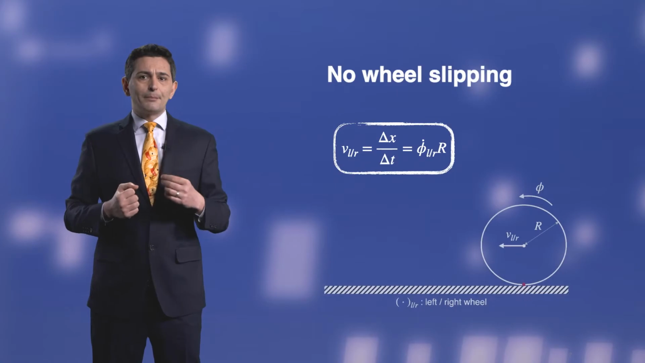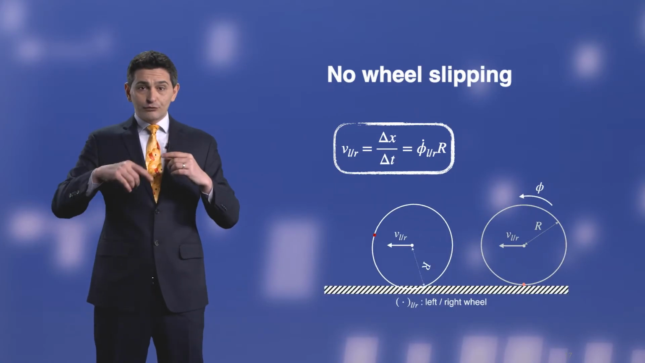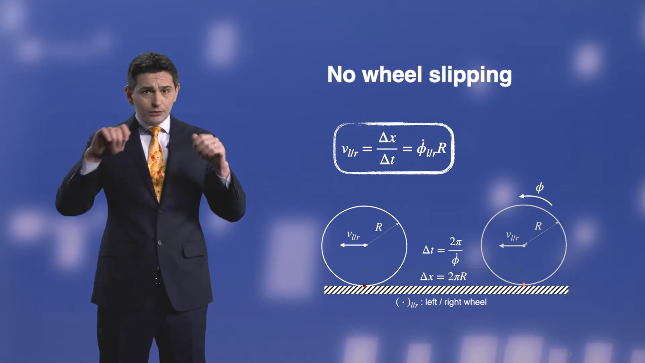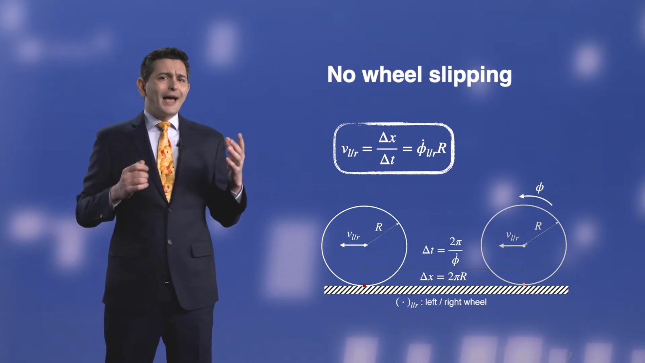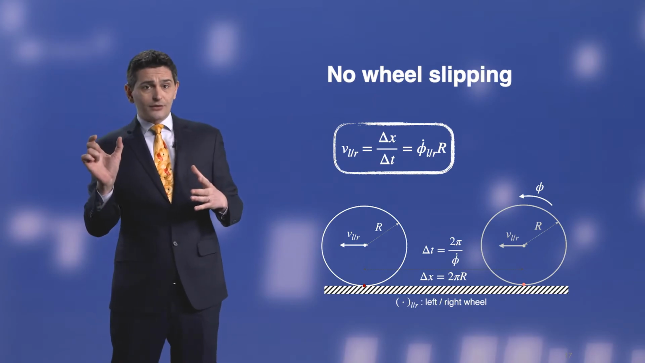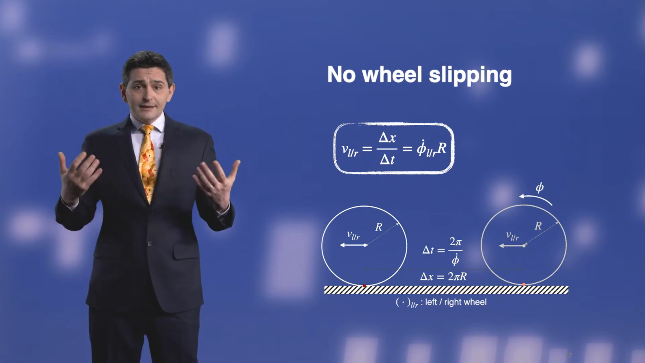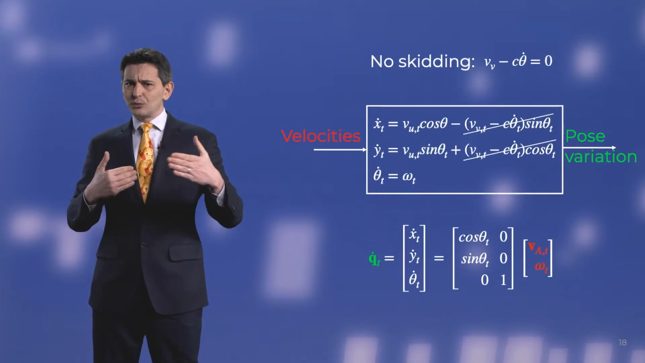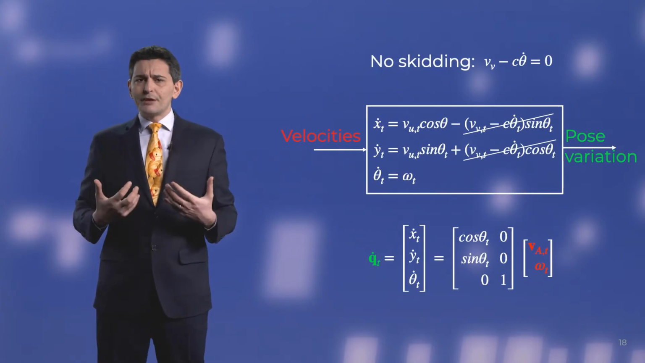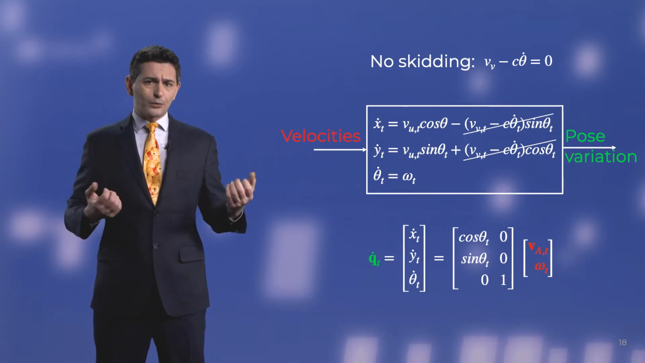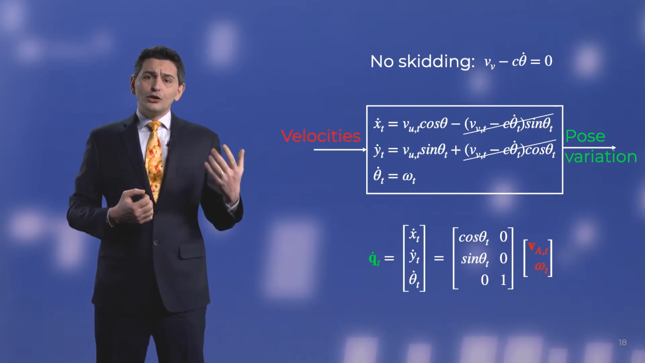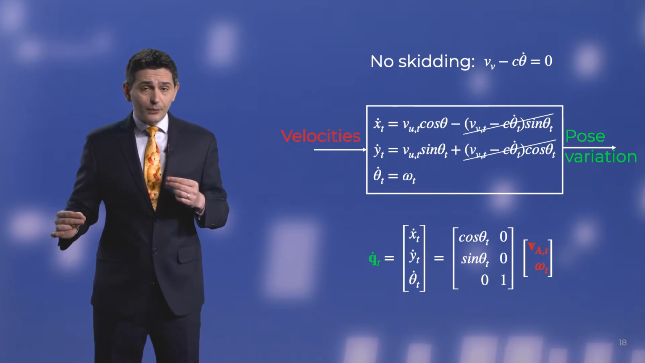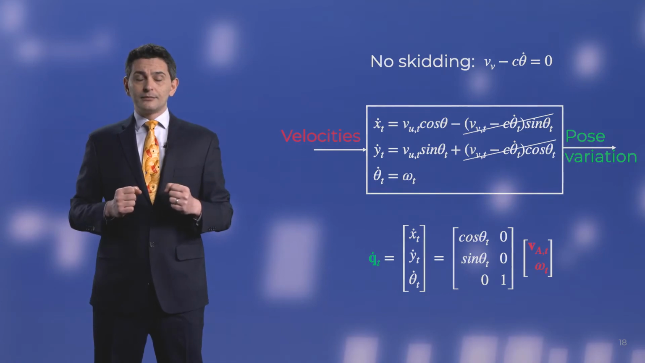No slipping implies that for every full rotation, each wheel travels a distance that is equal to its circumference. So at every instant, the linear velocity of the wheels is given by their radius times the angular velocity of each wheel. The no sideways movement allows us to simplify the relations between robot and world frame. No slipping, instead, allows us to determine relations between the velocities of the wheels and those of the robot.